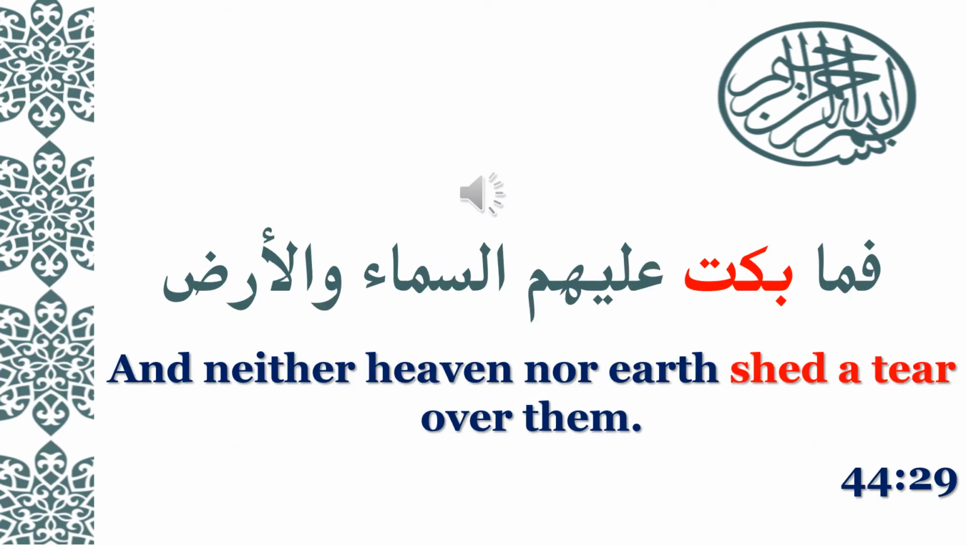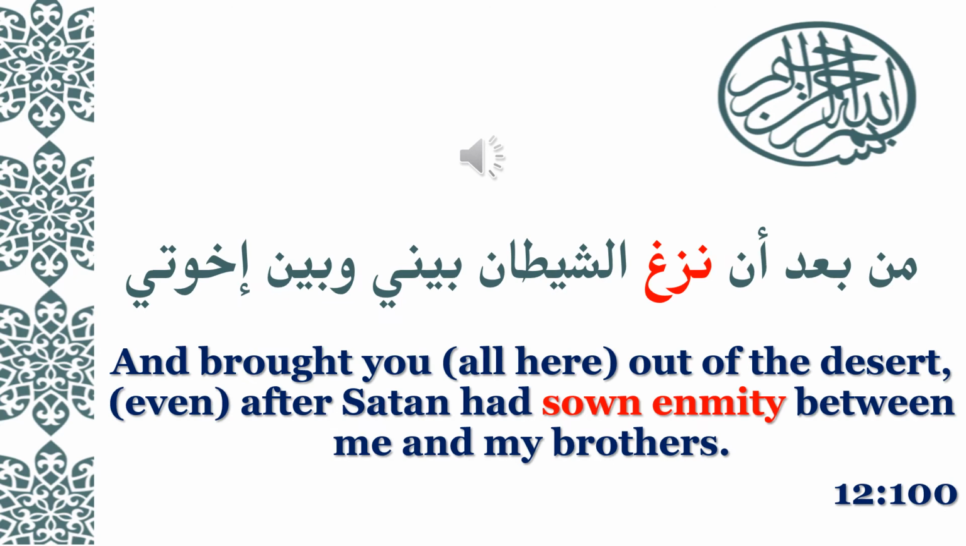This particular ayah is very simple, and you can clearly see that the word bakat or baka refers to the act of raining. So when heaven and earth are not shedding a tear over them, then it means it doesn't rain. It's not raining. For this particular ayah, look at the word nazaha. Nazaha here means to sow enmity, but enmity cannot be sown. It's not something that can be planted. So here metaphor has been used.